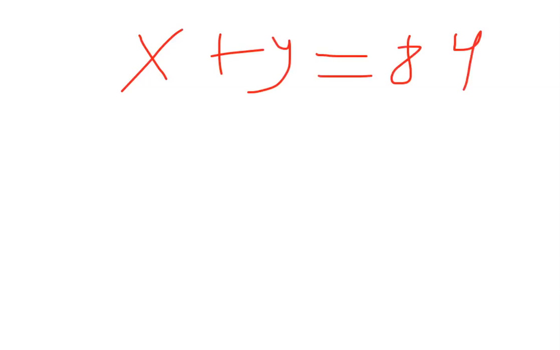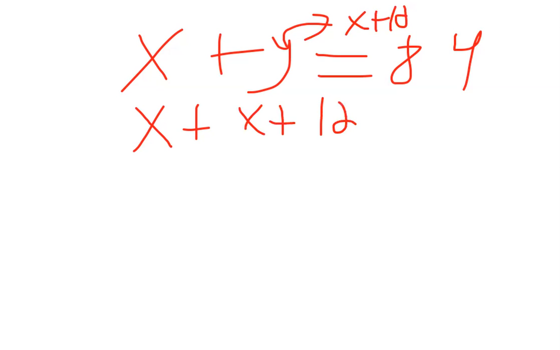The sum of 2 numbers is 84, and one of them is 12 more than the other. Okay, so the sum of 2 numbers is 84. Suppose the 2 numbers are x plus y, right? 2 numbers added together equals 84. One of them is 12 more than the other. All right, so you could just do, suppose y is 12 more than x, right? So this is going to be x plus 12. That's all you really need, because now you can replace the y with x plus 12, equals 84, and you just solve for x.